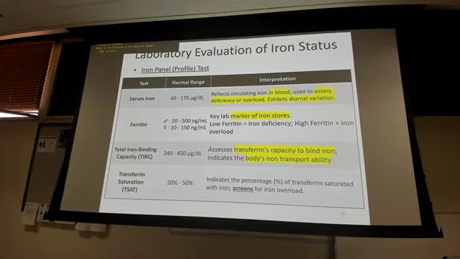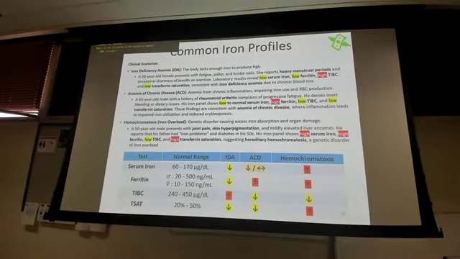TIBC is the transferrin capacity to bind to iron. It is iron's transportability. And then your TSAT, this indicates the percentage of transferrin that is saturated with iron. And just know that, like I said, I'm going to provide you with those reference ranges, but just know that ferritin levels are normal, but sometimes they are a little bit lower in women. So this is just a little bit more if you want to read.